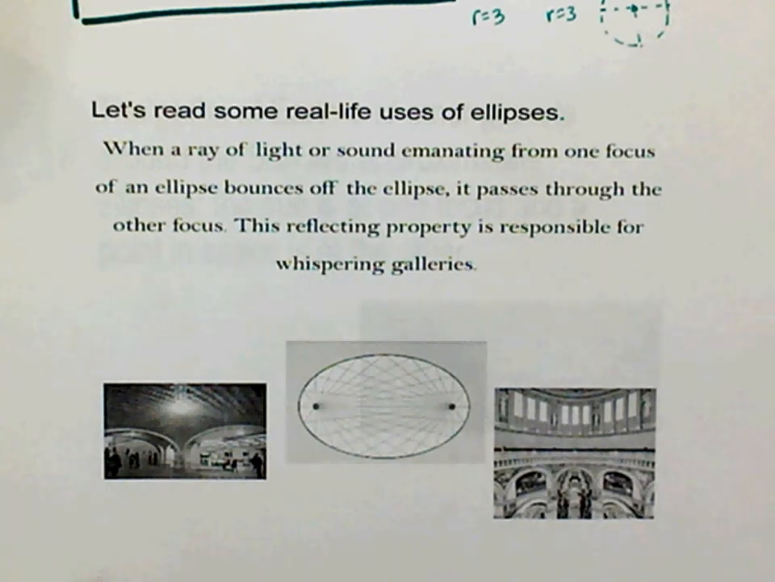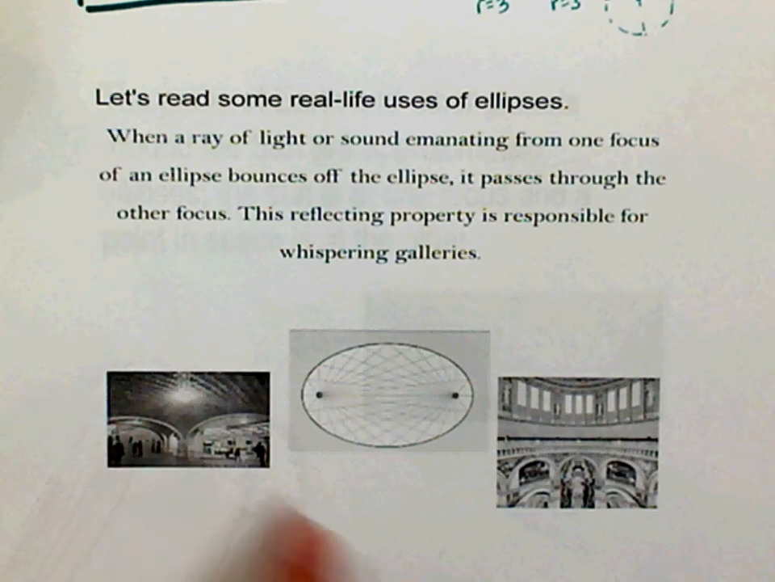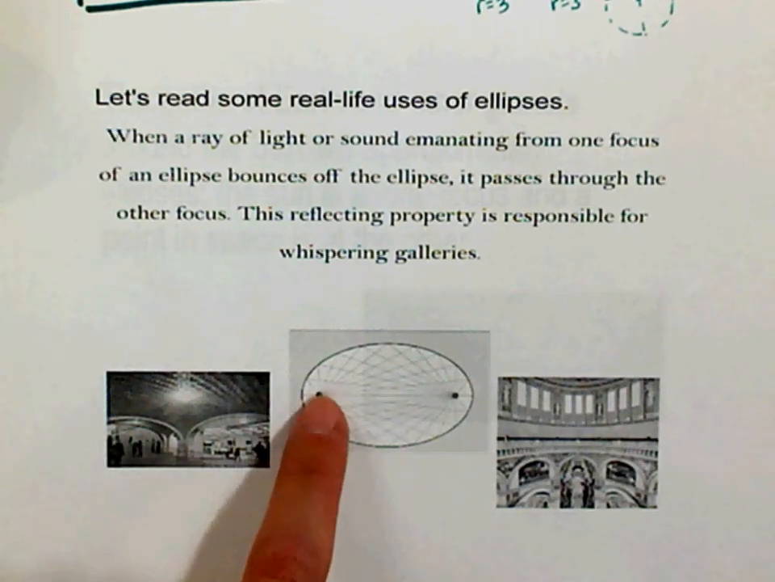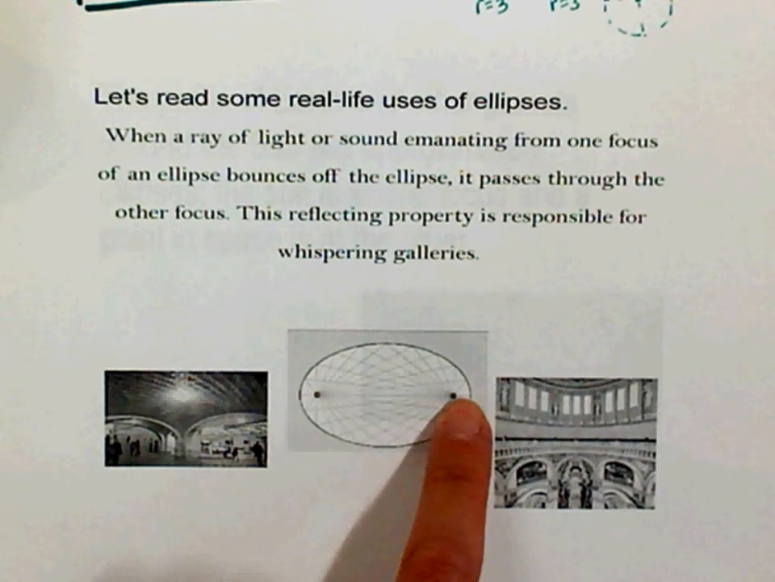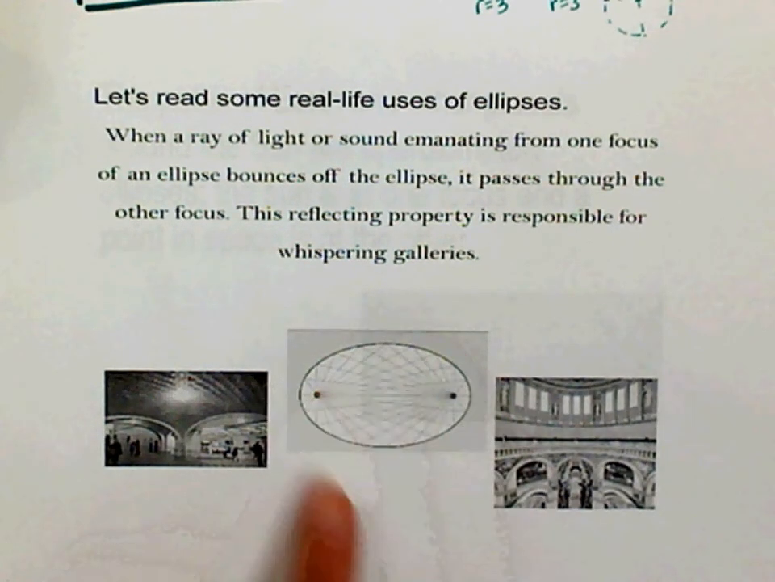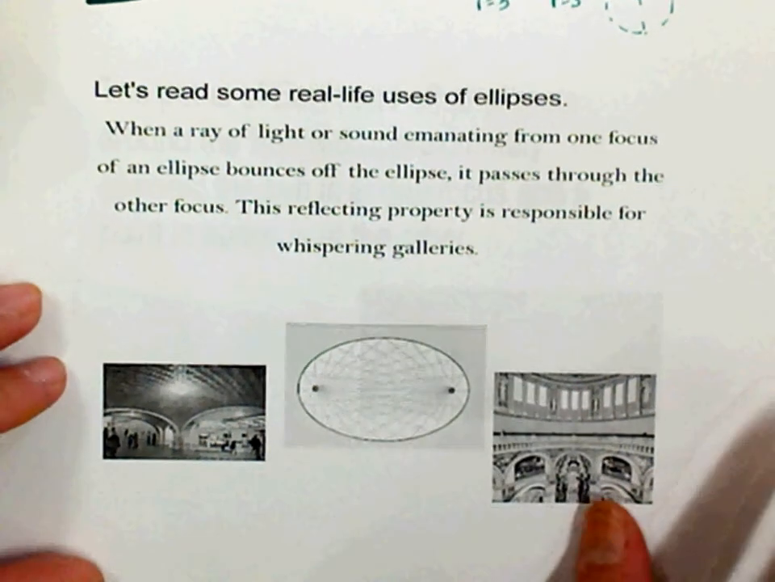So here's an example. You notice the shape of the ceiling. If I have a desk right here and the other person's right here, if I'm whispering, the other person can actually hear what I'm saying if I'm in a room shaped like that. So it's like sound bouncing. So some of it is like a whispering gallery. There's where you can use some real life.